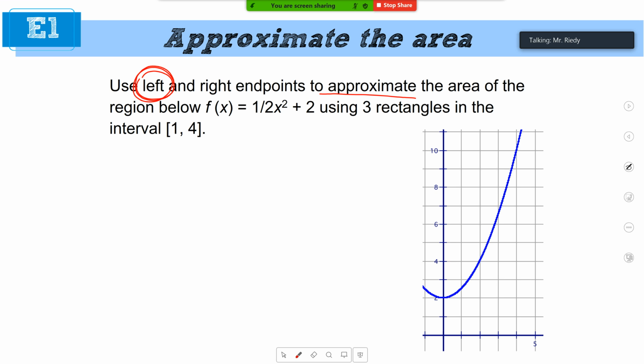Okay, how wide are the rectangles going to be? Two? Nope. It's a good guess, though. 1. Why? Because the interval is 1 through 4, so there's 3 units, and you can use 3 rectangles, so it will match up well. B minus A divided by N. And I'll tell you that most of the time you're going to get a nice value here.